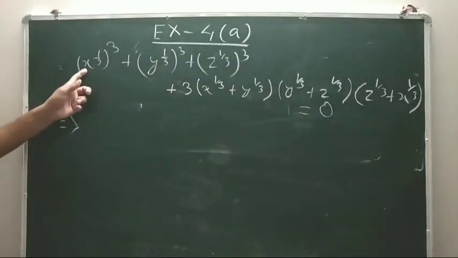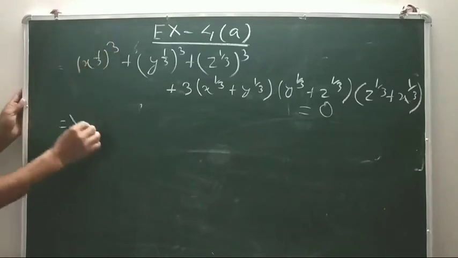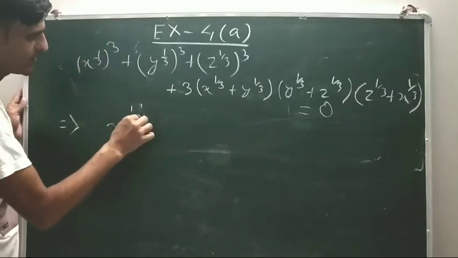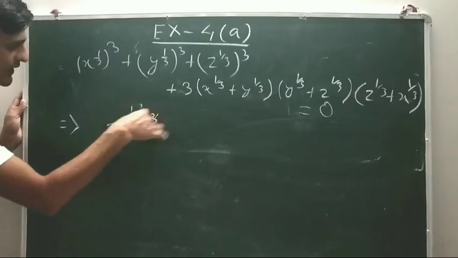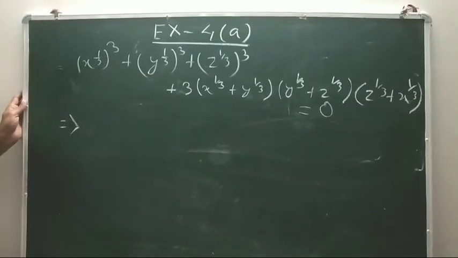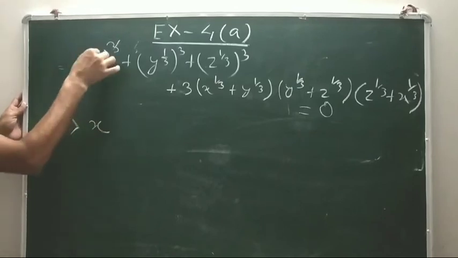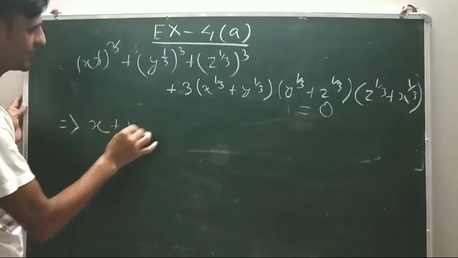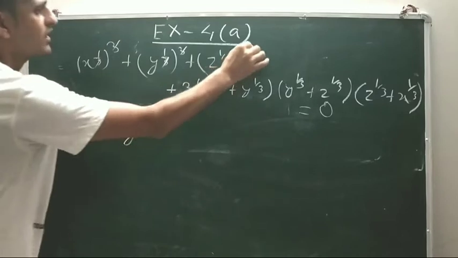What is this? This is x^(1/3), that means x^(1/3) multiplied by 3, so we can cancel the 3 and 3. So x to the power 1, so we can simply write this one as x. Again this one can be written as y, and again this one as z.